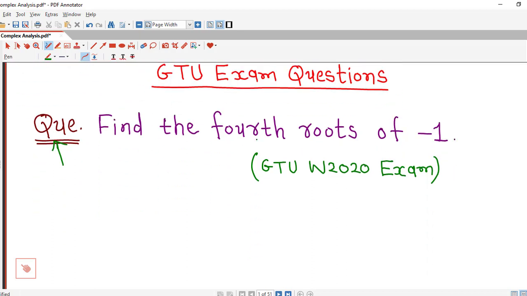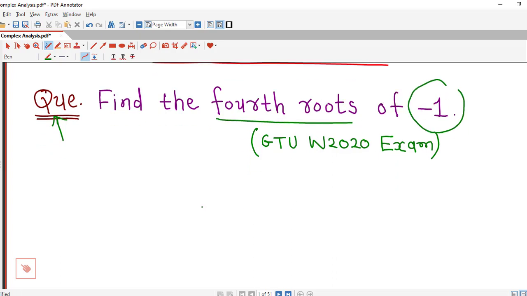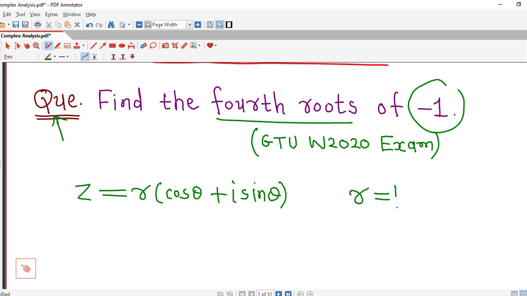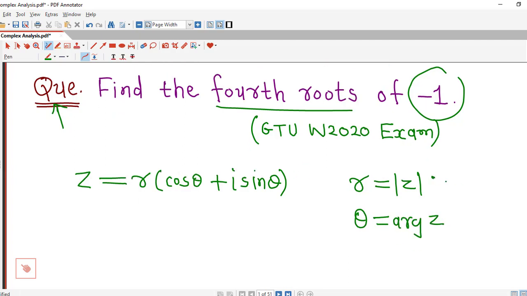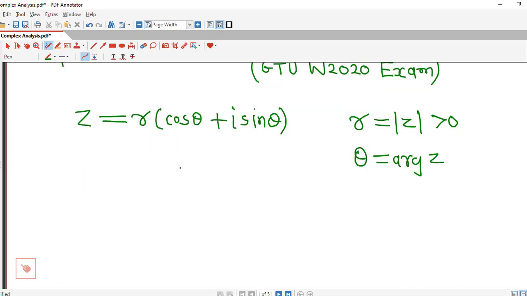It is asked that find the fourth roots of -1. So first we recall what was the formula for calculating roots of complex numbers. If we have this z in polar form, say z equal to r into cos theta plus i sin theta, where r is nothing but absolute value of z and theta is argument of z, and of course r is positive, that is z is a non-zero complex number.